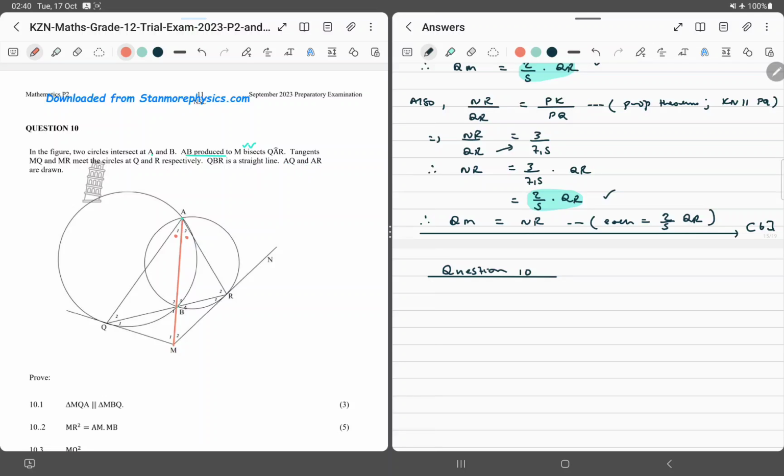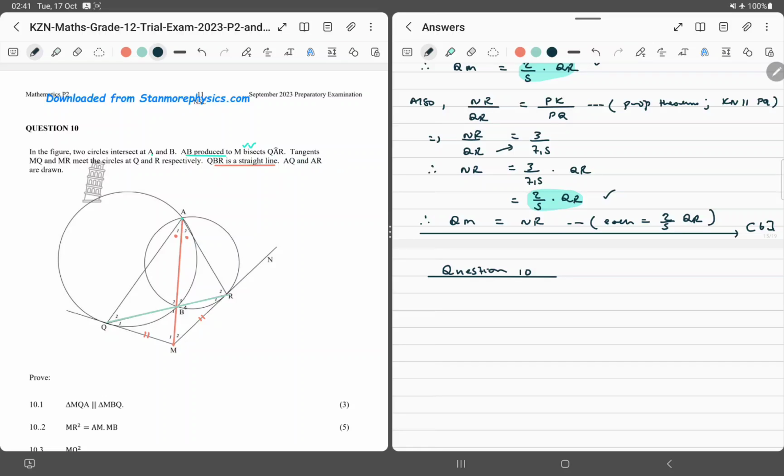Okay, not a problem. Then tangents MQ and MR, can you see they're from the same point outside the circle? So it means this tangent should be equal to that tangent, right? They meet the circles at Q and at R respectively. Then we know that QBR is a straight line. These are very strong pieces of information because if this was not stated, we would not be able to use it in some questions that we may want to use it for.